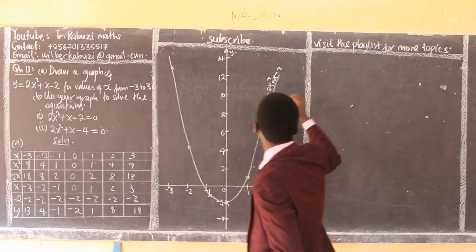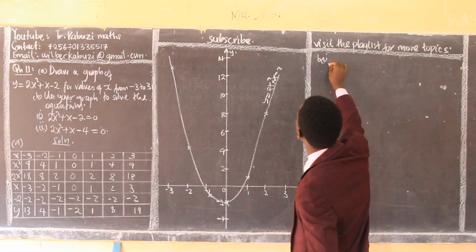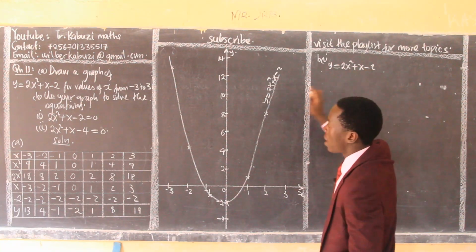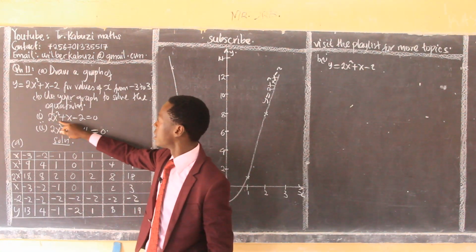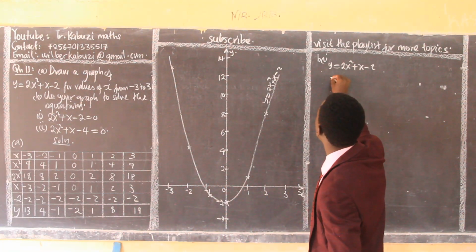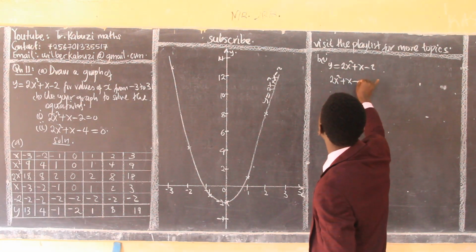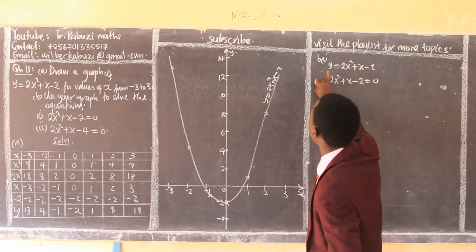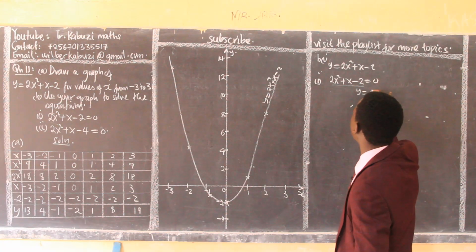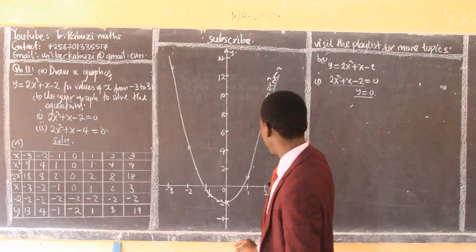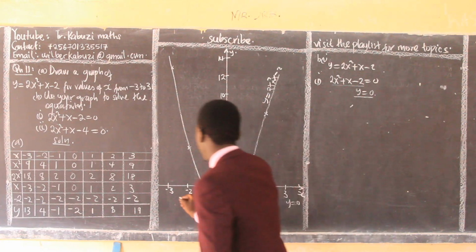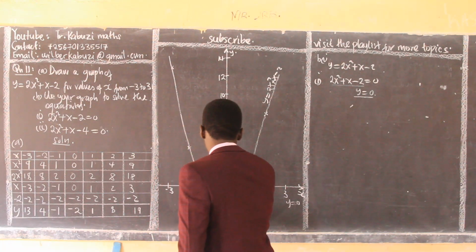When I come to part B, Roman numeral 1, they are giving me y equals 2x squared plus x -2. Now they want us to solve 2x squared plus x -2 equal to 0. But the whole of this is my y. So now I have y equals 0. If I want to solve y equals 0, it's a line. Remember, the x-axis is the same as y equals 0. So now I draw a line, and y equals 0 is the x-axis.